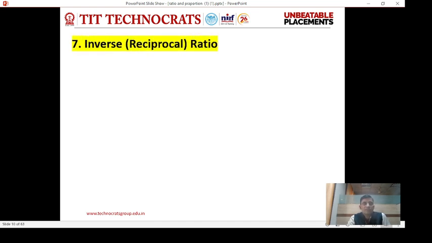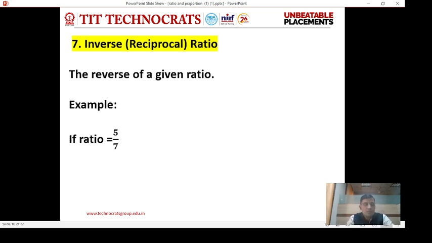Okay. Next, what is the inverse of the ratio? The reverse of a given ratio. For example, the ratio 5 upon 7. So the inverse ratio will be 7 upon 5. Okay.